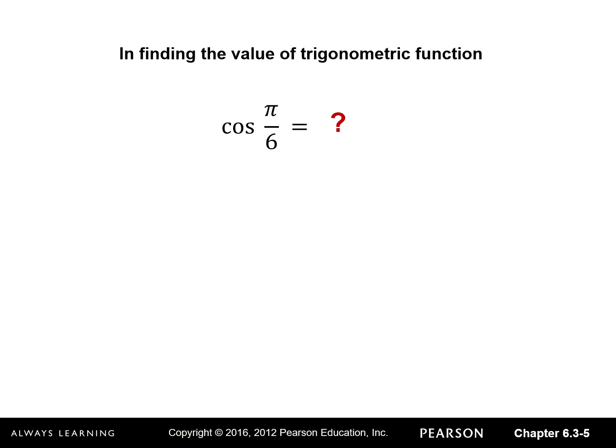Just to give you an overview of how you solve a trigonometric equation, let's start with this. In finding the value of a trigonometric function, like what is cosine pi over 6? If you use a calculator, make sure your calculator is in radian mode because you need to enter the pi. So cosine of pi over 6 will give us square root of 3 over 2. So this is finding the trigonometric function value.